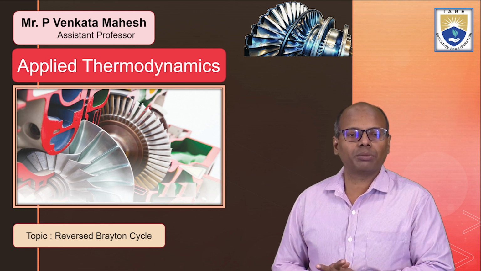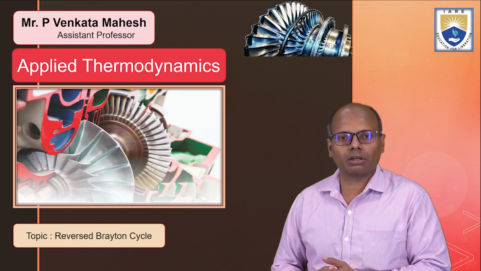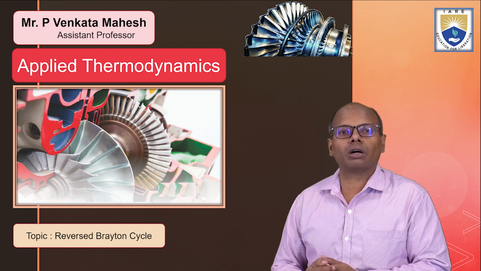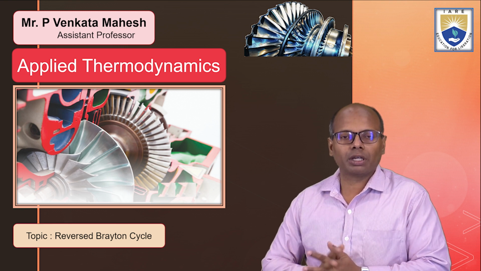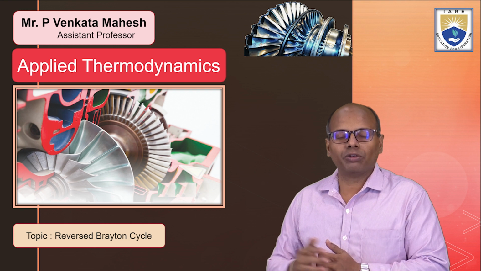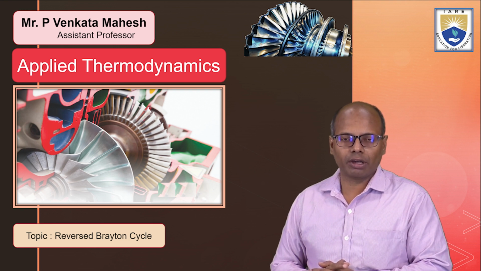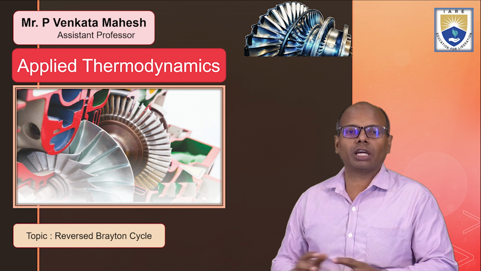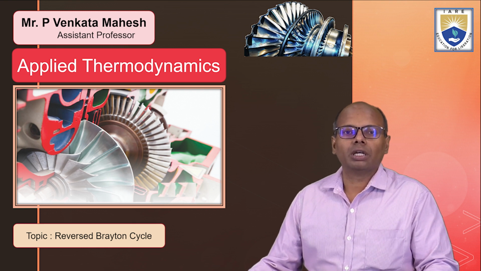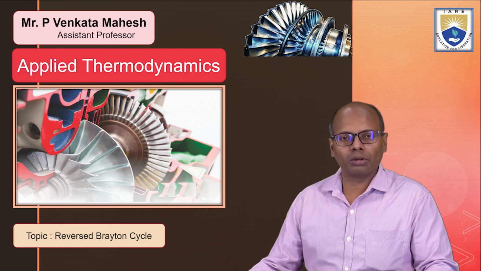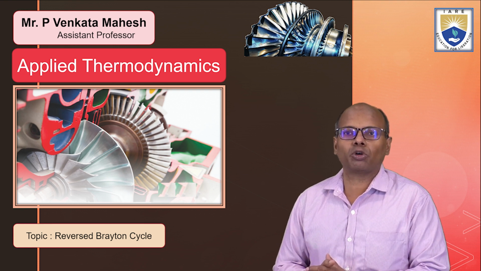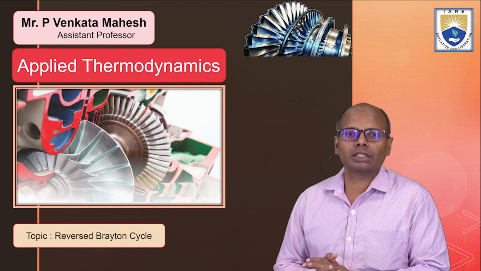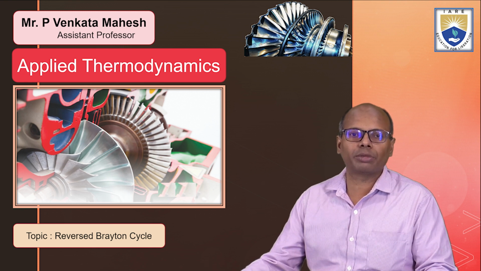we have done some problems on the Carnot cycle, reversed Carnot cycle actually, and we have also seen how the actual vapor compression refrigeration cycle deviates from the ideal vapor compression refrigeration cycle. We also have seen some problems on the analysis of the vapor compression refrigeration cycle. In this class, today, we will discuss the air refrigeration cycles and in particular the reversed Brayton cycle.